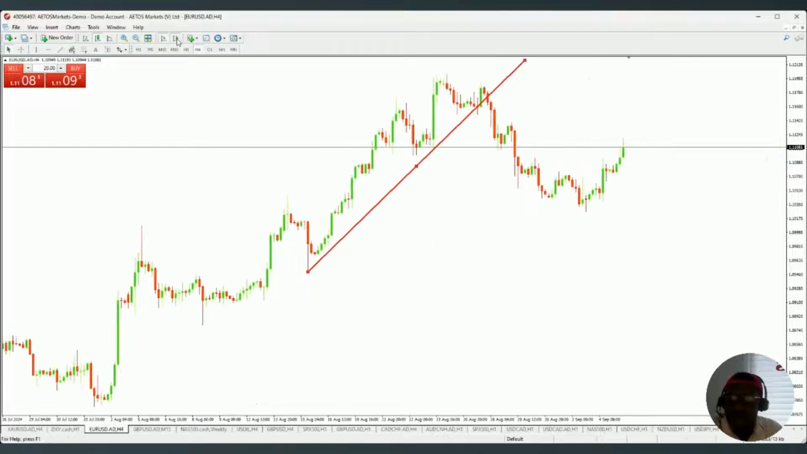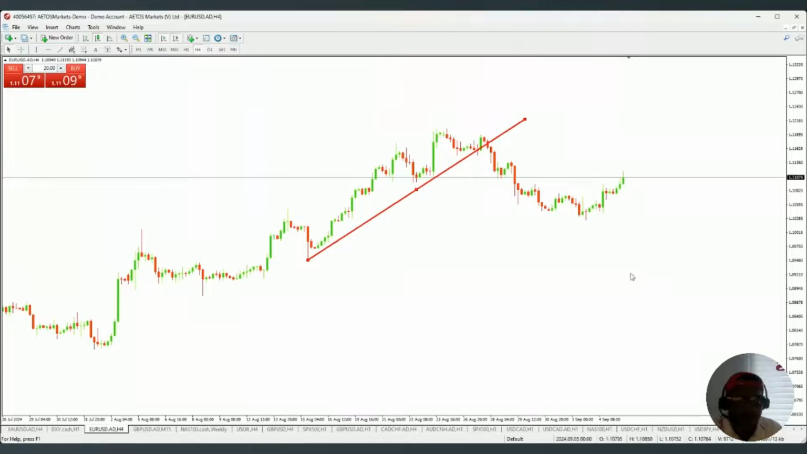So what are we going to be doing here? Now, we need three key points, three key areas here. The first one we need is the highest price after the secondary test.